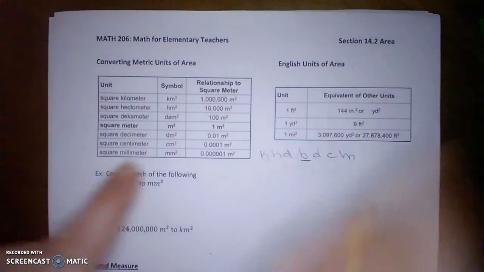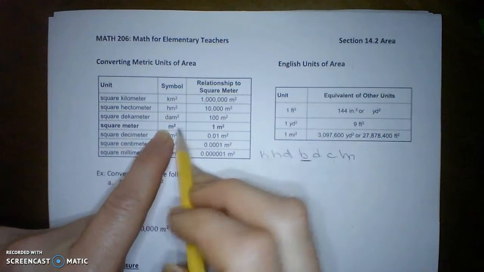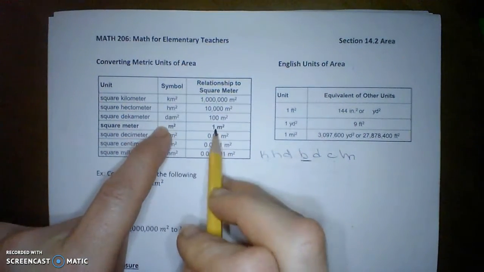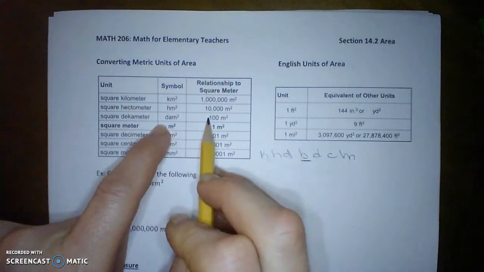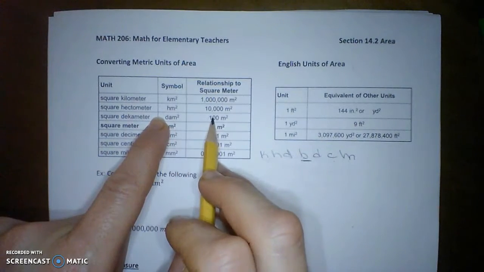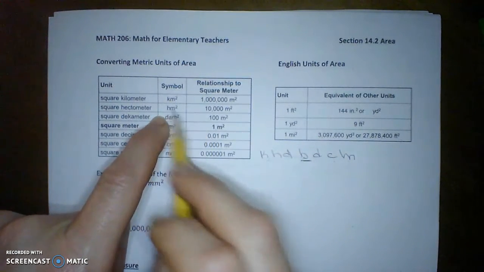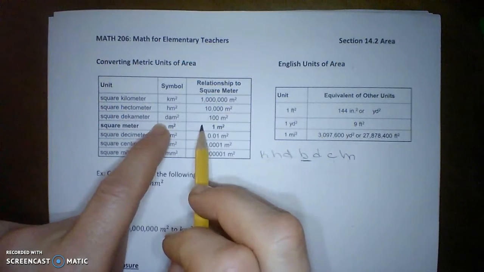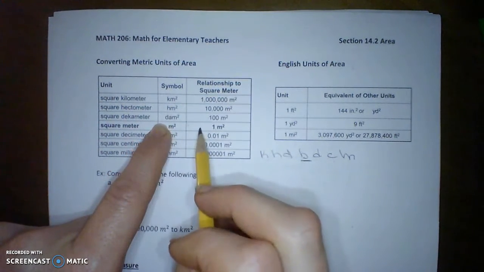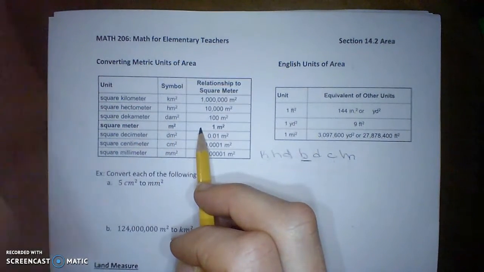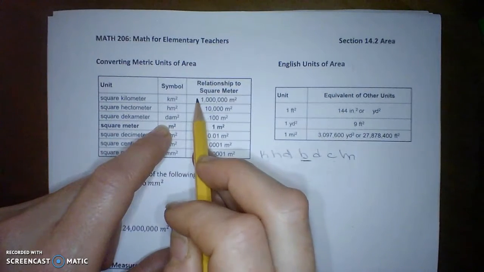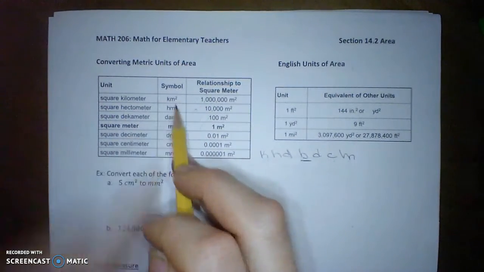So that's reflected here in this chart that, for example, how many meters are there in a decameter? There are 100 because there's 10 meters in 1 decameter. So 10 by 10 is 100. And then how many meters are there in a hectometer? Well, times 10 times 10 again, there are 10,000 square meters in a square hectometer. And how many square meters are there in a square kilometer? 10 times 10 times 10. That's 1,000,000 square meters in 1 square kilometer.